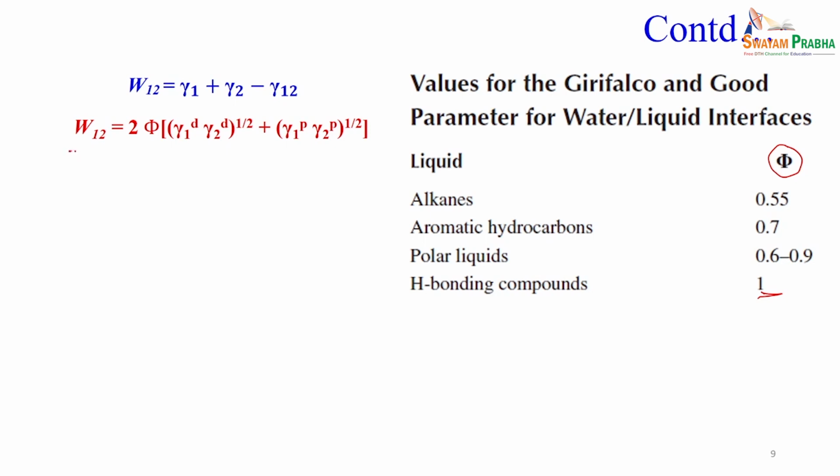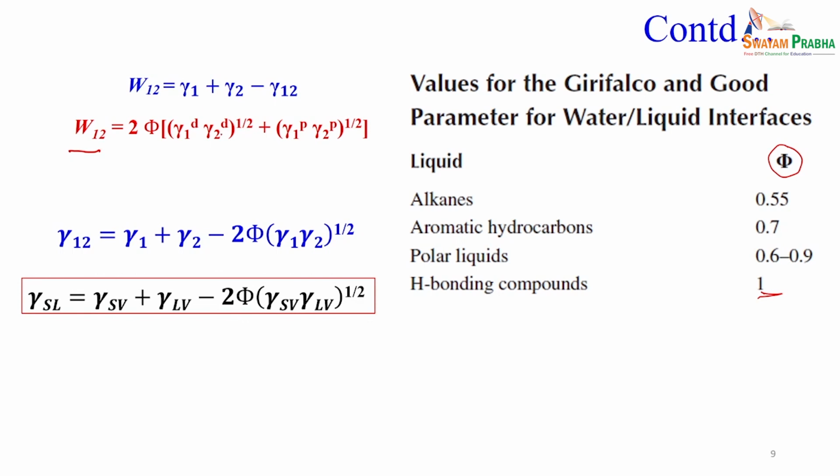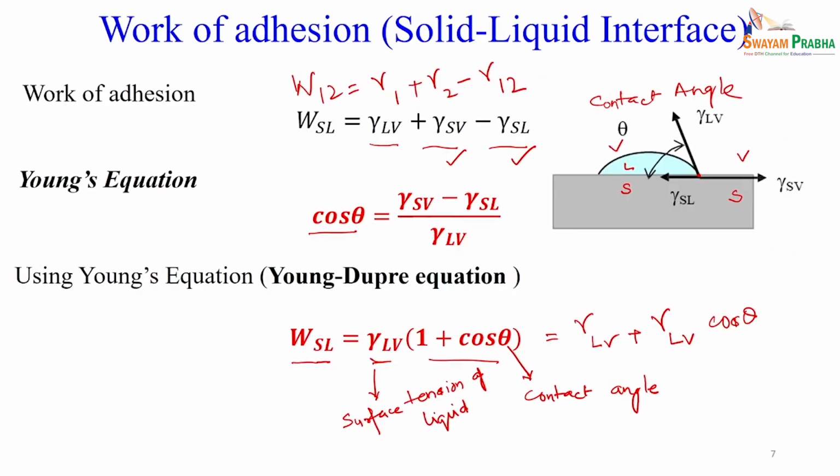So, as I told, the work of adhesion we can write in terms of surface tension. From the work of adhesion we can also write the interfacial tension: gamma 12 is equal to gamma 1 plus gamma 2 minus W12. We can calculate the interfacial tension between solid and liquid. Now, from the Young's equation, the liquid vapor surface tension is experimentally known, the contact angle is known, and the interfacial tension we calculated from the work of adhesion, then the surface tension of the solid we can easily calculate from the Young's equation.